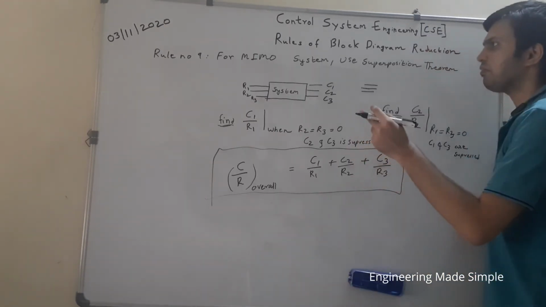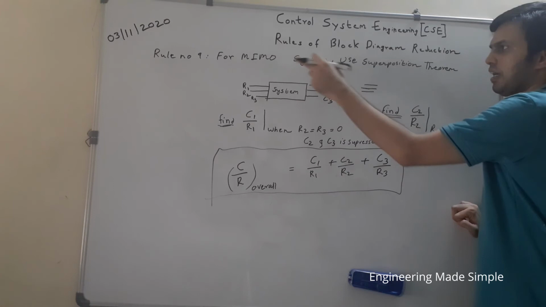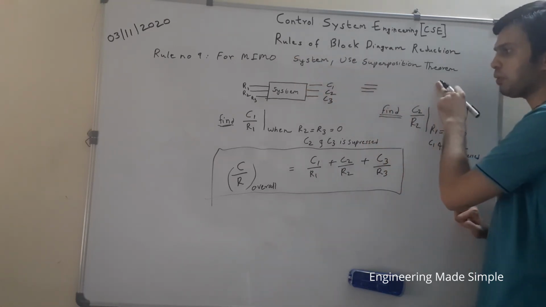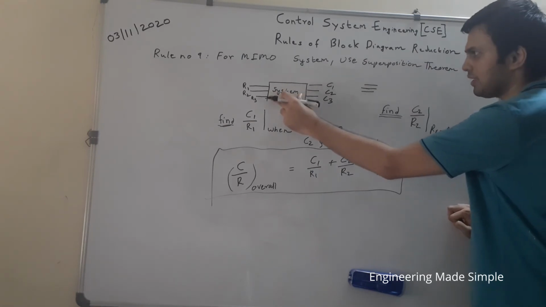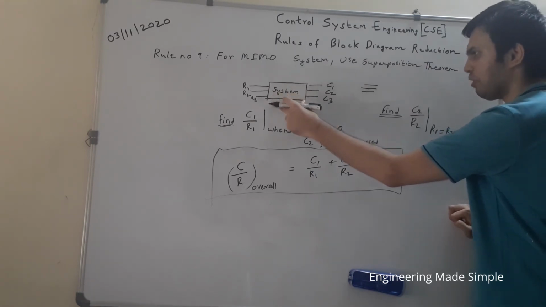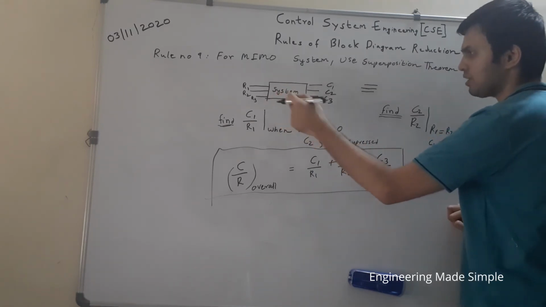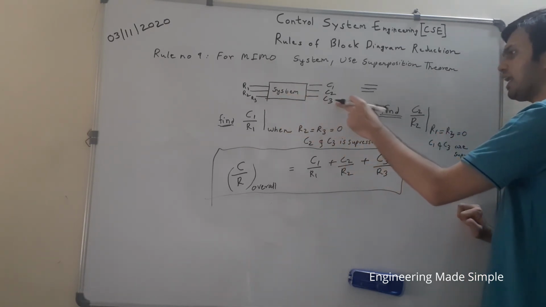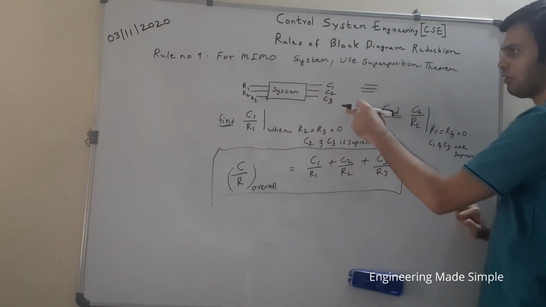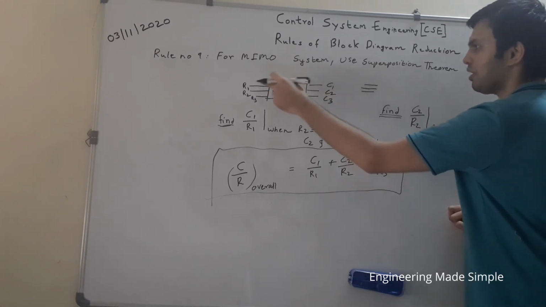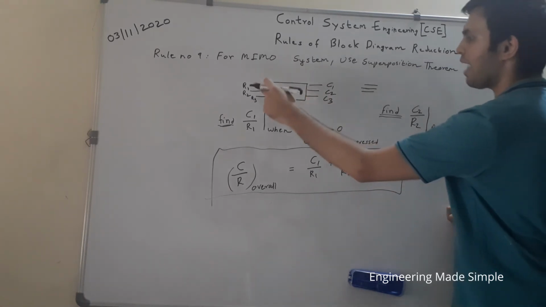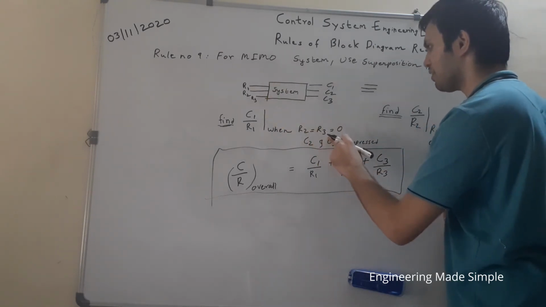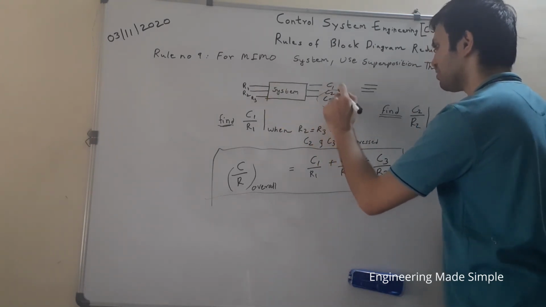So now for multiple input multiple output, that is MIMO system, we use superposition theorem. Consider this system as a closed loop system whose block diagram is given, in which 3 inputs are applied and there are 3 outputs, that is multiple input and multiple output. So output C1 corresponds to when R1 is applied and R2 and R3 are 0, and C2 and C3 are suppressed or not considered.